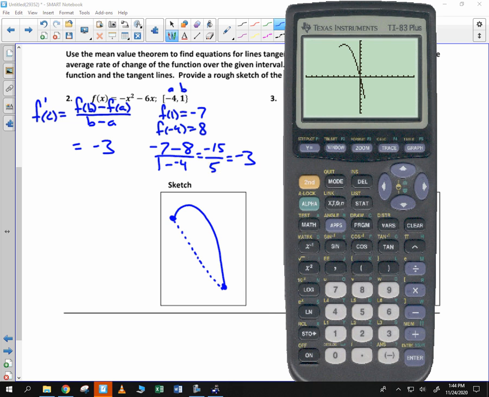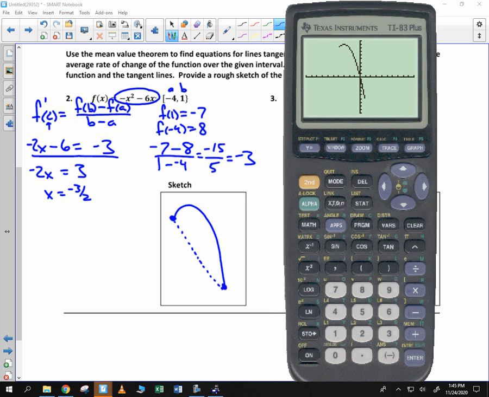Now we're going to set that equal to f prime of c. So that means we need to find this derivative, which is -2x minus 6. We want to find what x is. That will be our c value. -2x is equal to +3 when we add that, so x is -3/2.